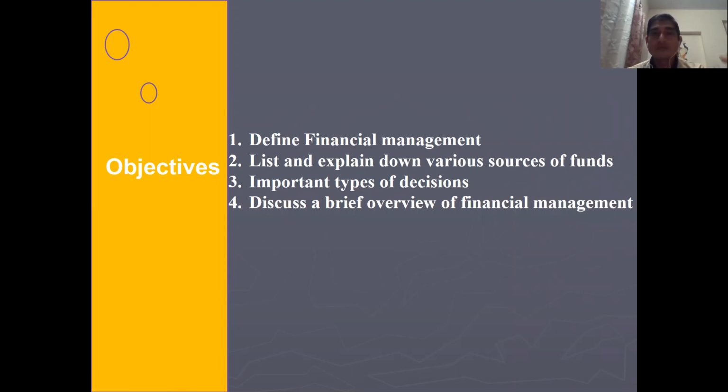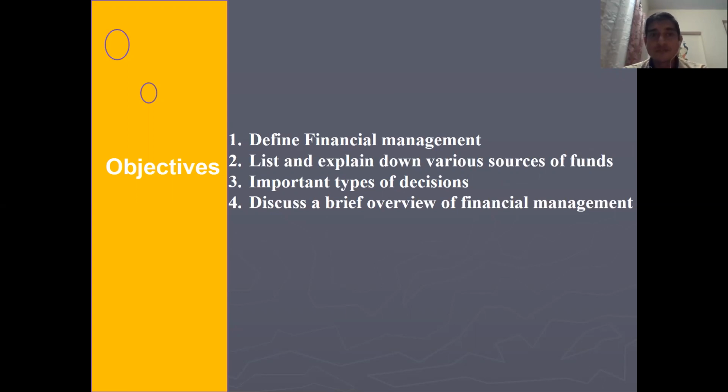Then we will also try to explain what the various sources of funds are. Then we will go to the discussion of important types of decisions a financial manager takes. And at the end, we will try to discuss a brief overview of financial management along with what should be the goal of financial management.